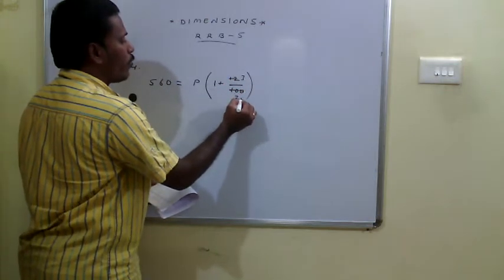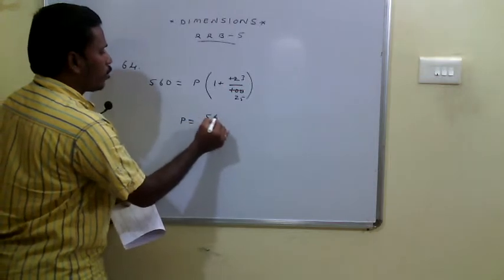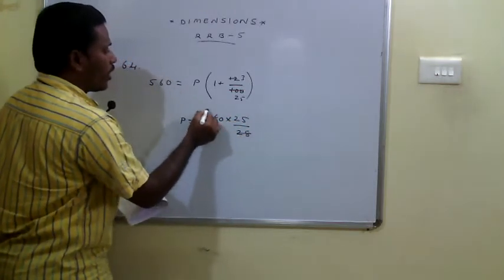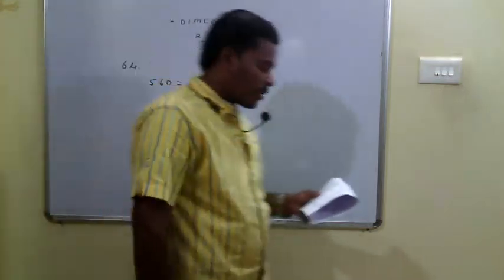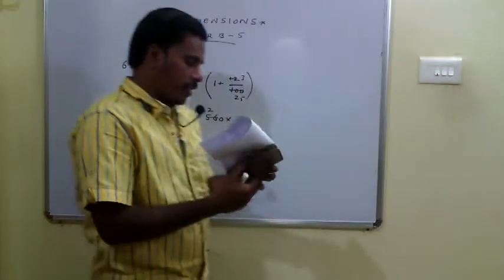4 3s are 12, and then 4 25s are 100. 25 plus 3 is 28. Then the principal is equal to 560 into 25 divided by 28. 28 2s are 56 and your answer is 500. There ends the 64th problem. Then coming to the 65th.